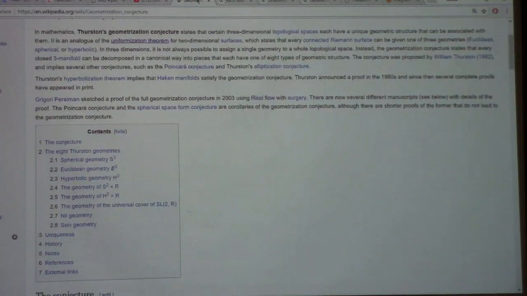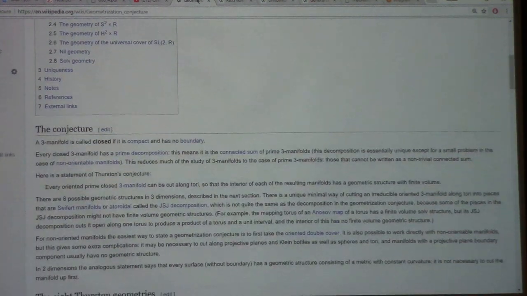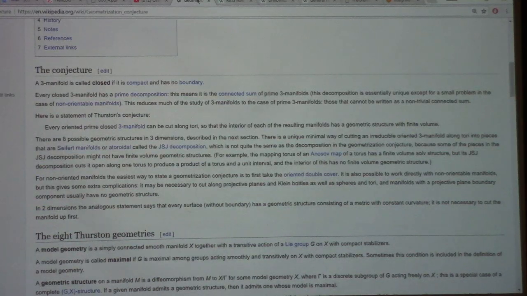The 8 model geometries, here they are. You have spherical, Euclidean, hyperbolic, H3, S2 cross R, H2 cross R, the geometry of the universal cover of SL2R, nil geometry, and then this guy, solv geometry. These are your standard examples, your standard model geometries of 3-dimensional compact manifolds. I've tried to calculate some things in some of those. It's fun.